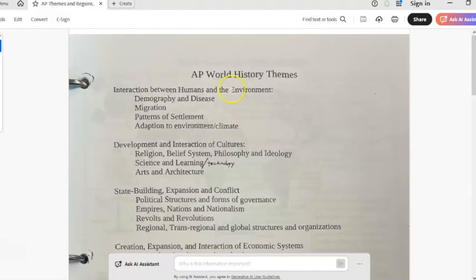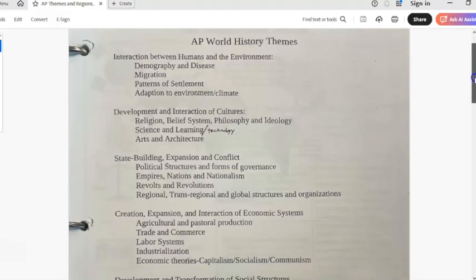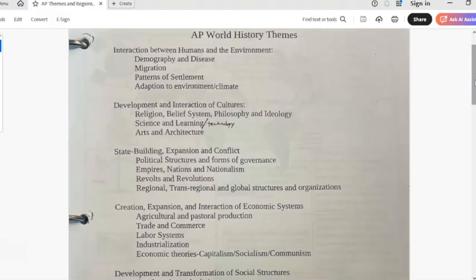We're looking at interactions between humans and the environment. That is the main heading, and then it breaks down into subheadings. So this is going to be anything with man and the environment, how he changes the environment, how the environment affects him. The first one is demography and disease.